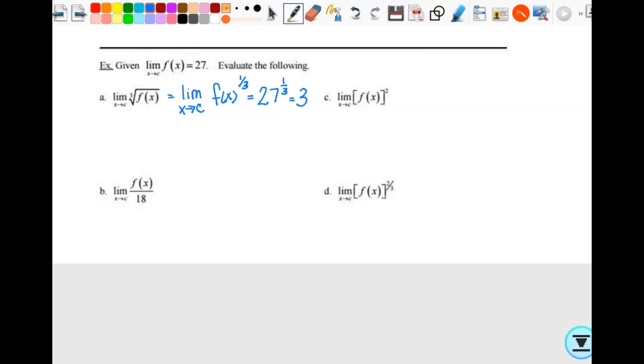Okay, let's look at these. Let's look at B, right? So the limit, this is like being multiplied by 1 over 18. So all I have to do is substitute in this limit. The limit of f of x is 27, so I get 27 over 18. What does that reduce to? 3 over 2. Okay?